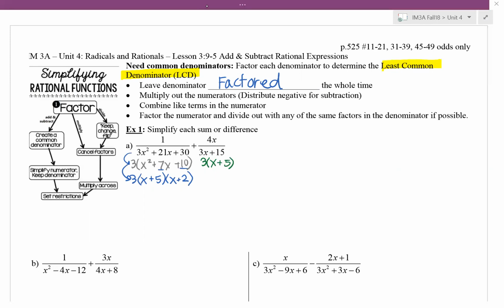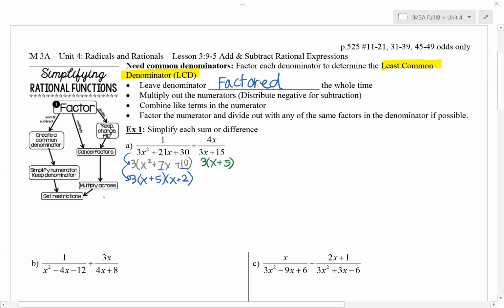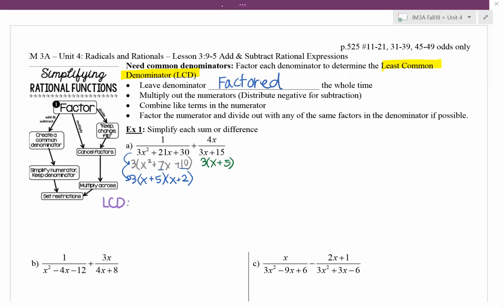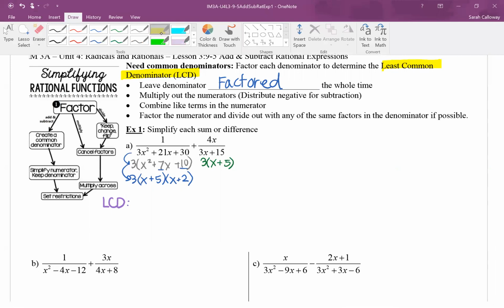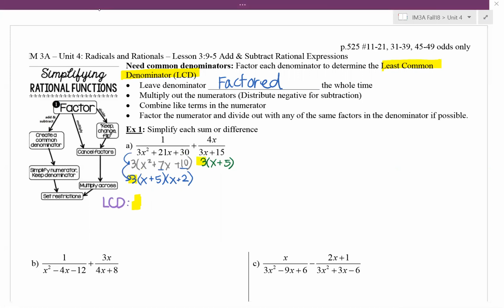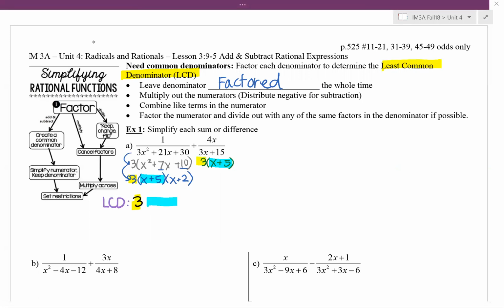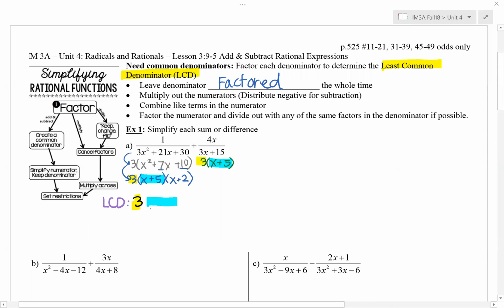So what I want to do now is find my least common denominator. And the way that I'm going to do that is by identifying factors that they share and listing those. So as I look at this, I can see that they both have a factor of 3. So I know that my LCD is going to have a factor of 3. They also both have a factor of x plus 5. So anything that they share only needs to be a factor once because they already have that as a factor.